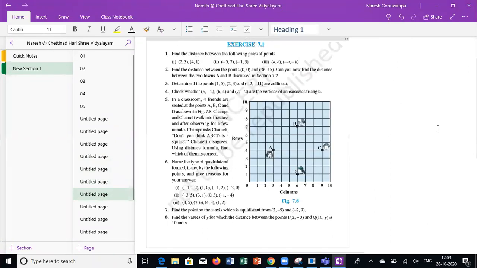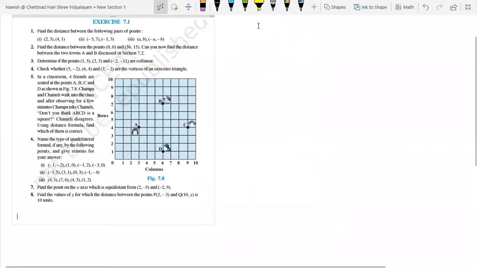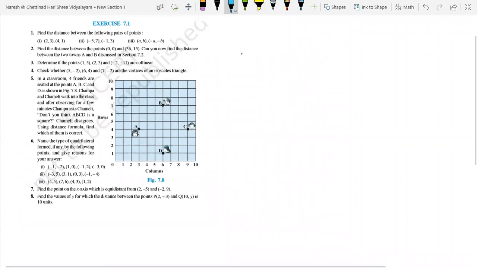Find the values of y for which the distance between the points P and Q is 10 units. What is the given data here? P is (2, -3). In the Q point, they missed one value: Q is (10, y). So you have to find the y value, and for that they gave PQ equal to 10 units.